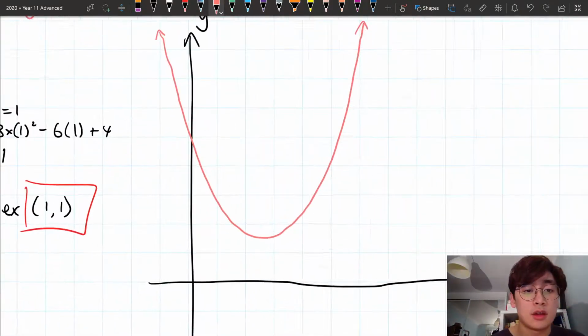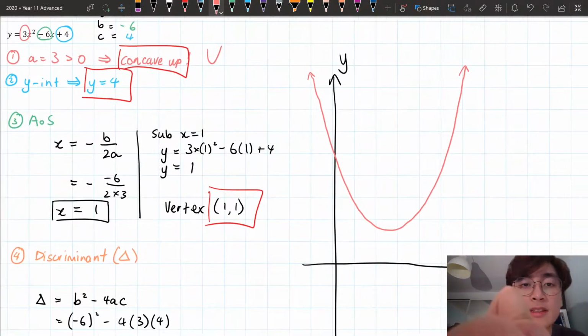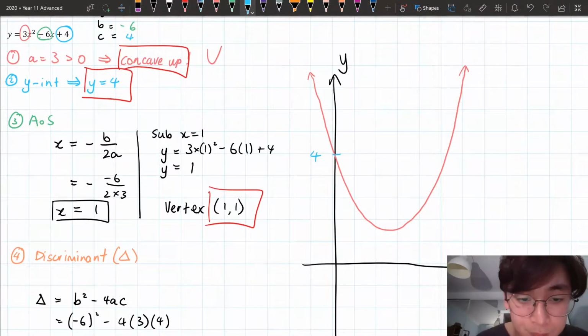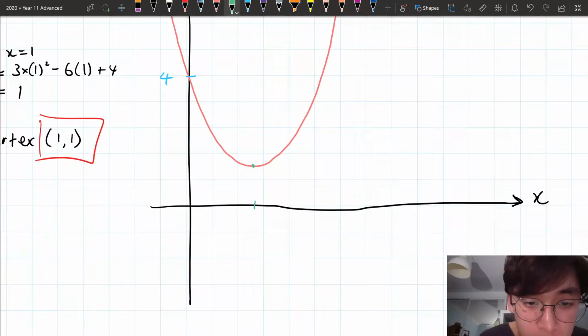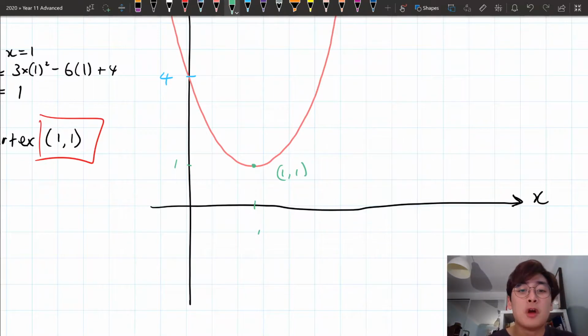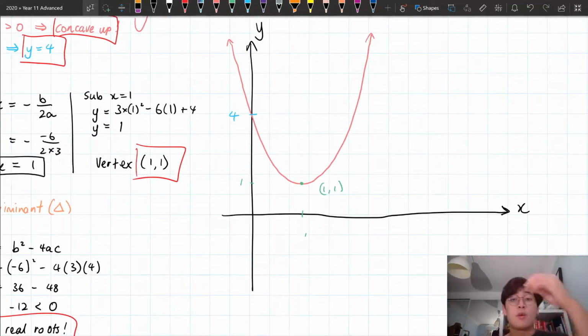So here, let's label on the information. I've got a y-intercept at 4. I've got the vertex at 1, 1, so down at the bottom, I'm just going to put 1, 1. This vertex is 1, 1. I have no real root, so as you notice, it doesn't touch the x-axis.